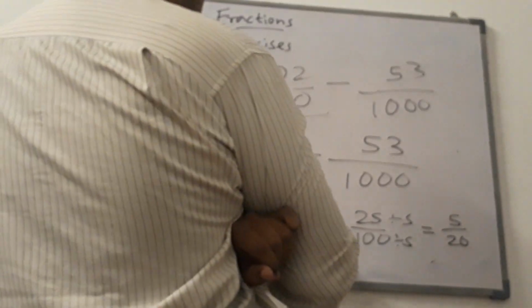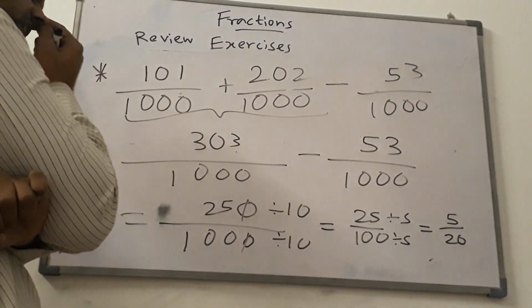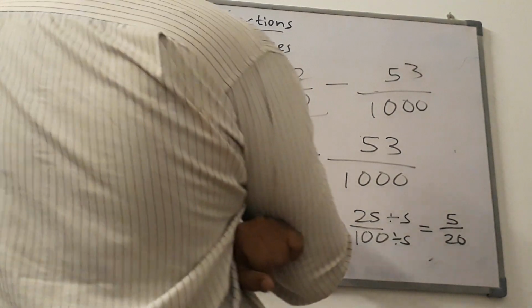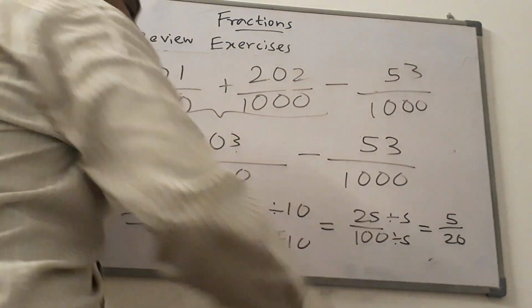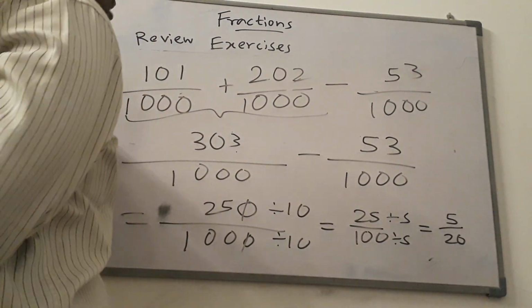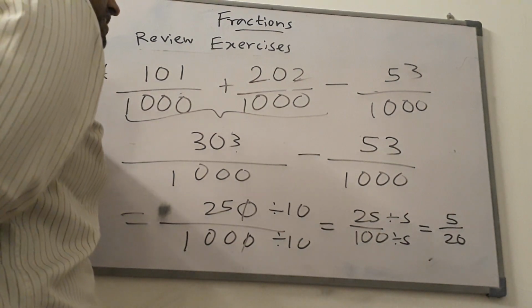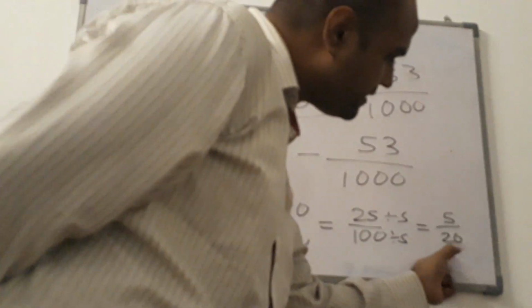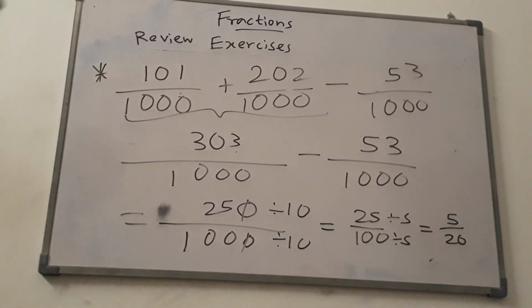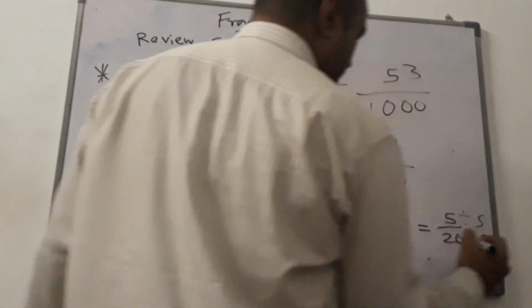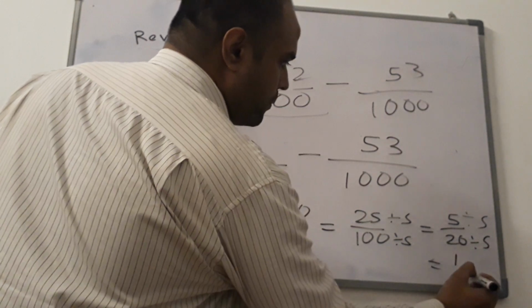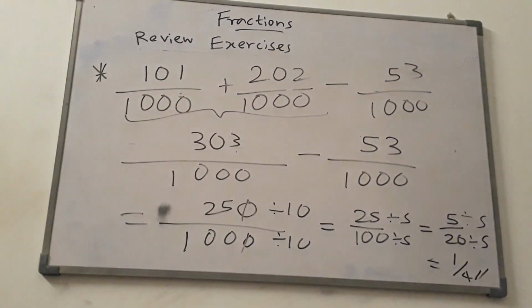We divide both by 10 because zeros came to the extreme right. So when we divide both by 10, we get 25 out of 100. And both are divisible by 5. Because 25 is a multiple of 5, 100 is also a multiple of 5. Or 5 is a factor of both 25 and 100. So we get 5 over 20. And 5 is a factor of 20 as well. 5 times 4 is 20. So 5 is a factor of 20 as well as 5 itself. So we can simplify further. By 5 by 5. Answer is 1 over 4. This is the final answer.